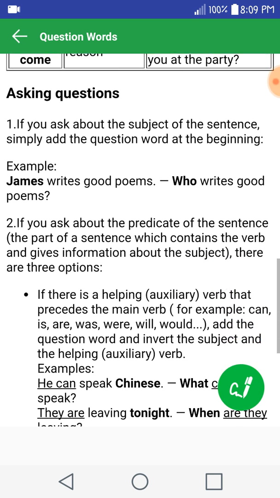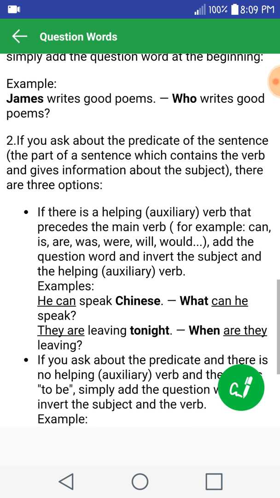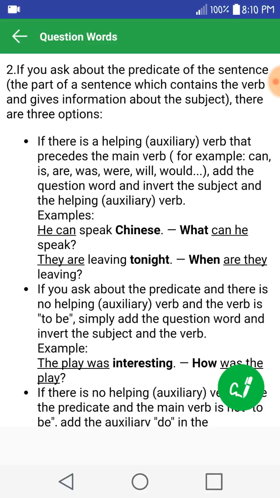All right. So we have now asking questions. If you ask about the subject of the sentence, simply add the question word at the beginning. Example, James writes good poems. Who writes good poems? If you ask about the predicate of the sentence, the predicate is the part of the sentence which contains the verb and gives information about the subject. There are 3 options. Alright.